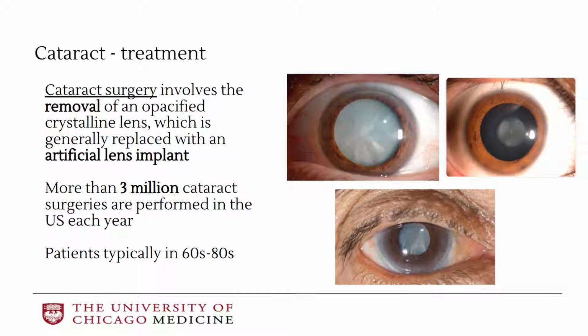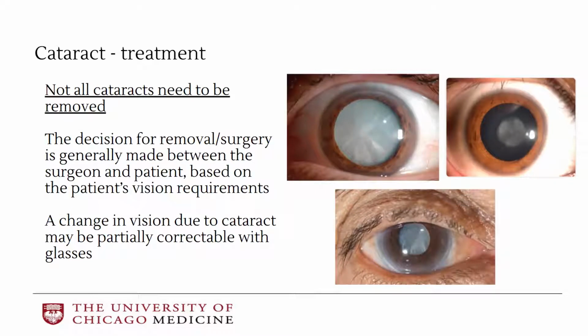And that involves removal of the opacified lens. And that is generally, and I would say generally in nearly every case, it is replaced with an artificial lens implant. Cataract surgery is one of the most common surgeries performed in the world. More than 3 million cataract surgeries are performed in the US every year. Patients are typically in their 60s to 80s, but again, some are younger and some are older, depending on individual circumstances and decision making.